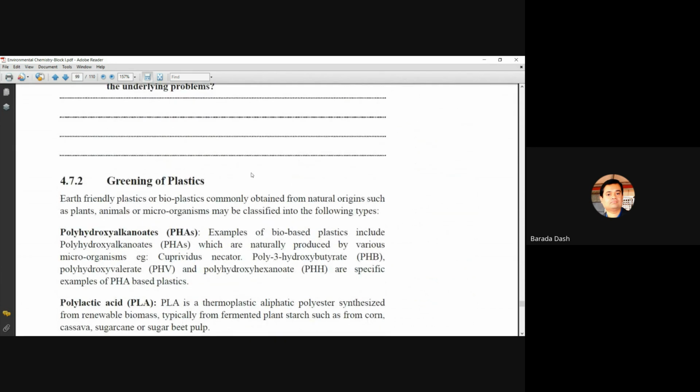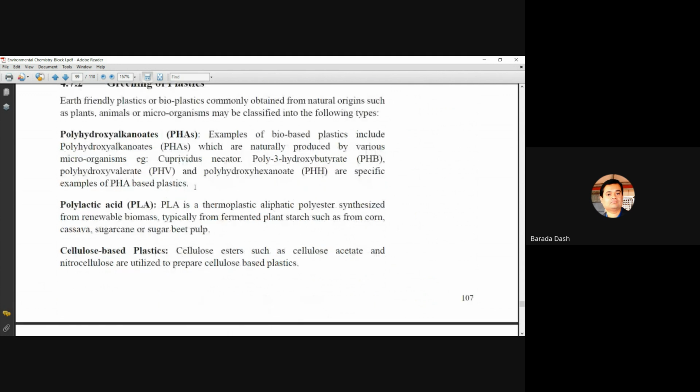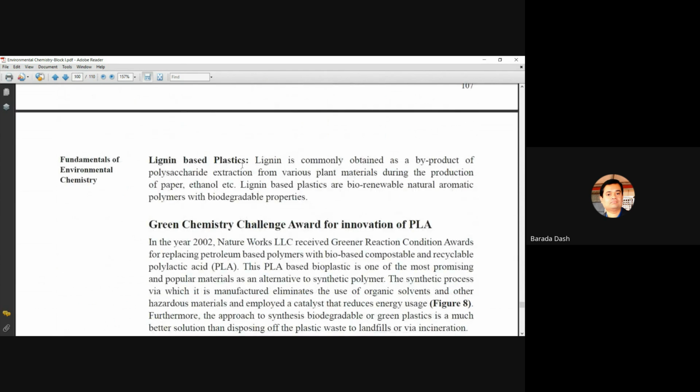What is the greening of plastic? What is green plastic? Earth-friendly plastics or bioplastics commonly obtained from natural origin, such as plants, animals, and microorganisms, can be classified as green plastic. Greening of plastics includes polyhydroxyalkanoates (PHAs), polylactic acids, cellulose-based plastics, lignin-based plastics.